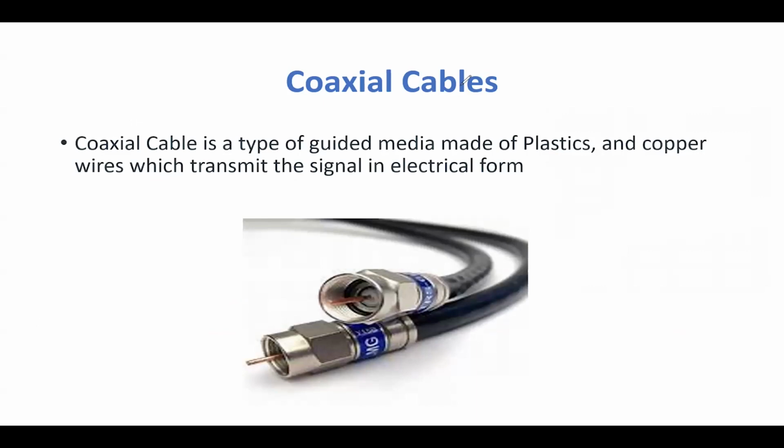So the next set of cables we'll be learning is coaxial cables. Now this is a coaxial cable you would have seen in your TV cables, especially cable connection. If you have, you would have seen these kinds of cables. So coaxial cable is a type of guided media made of plastics and copper wires which transmit the signal in electrical form. This is important. Signal is transferred in the form of electrical signals.